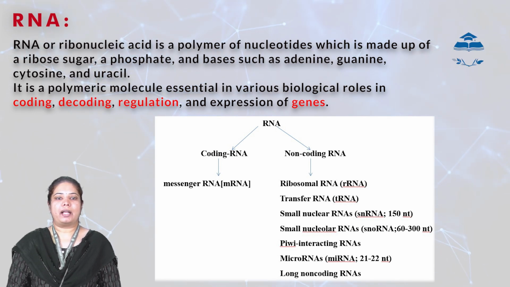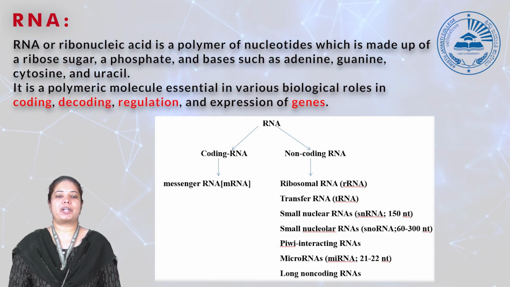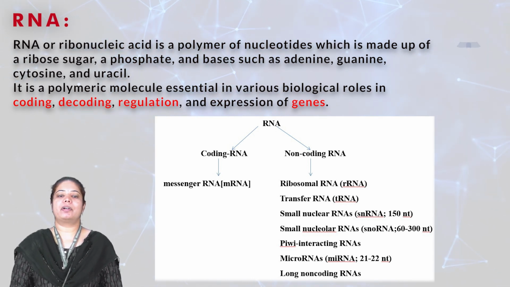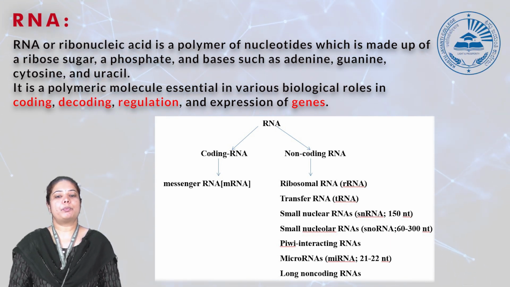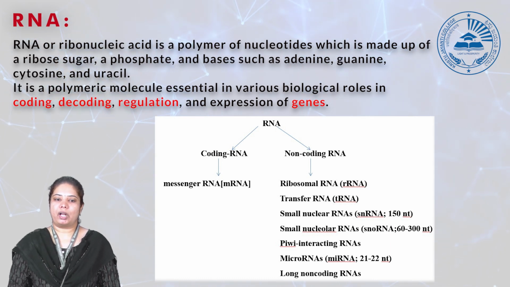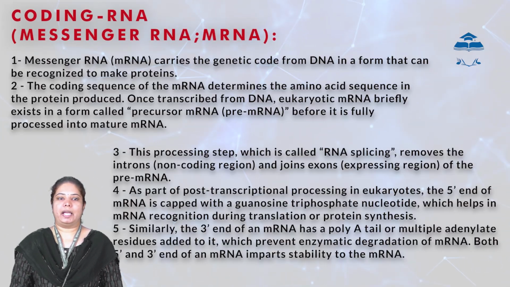So we have different types of RNA, which include coding RNA and non-coding RNA. The coding RNA includes mRNA alone, and this mRNA will be expressed as different proteins. These proteins carry out different biological processes. All the genes which are expressed are expressed through the mRNA molecule, which forms a new protein, and those proteins have biological function. Under non-coding RNA, we have ribosomal RNA, transfer RNA, small nuclear RNA, small nucleolar RNAs, PIWI-interacting RNAs, microRNAs, and long non-coding RNAs.